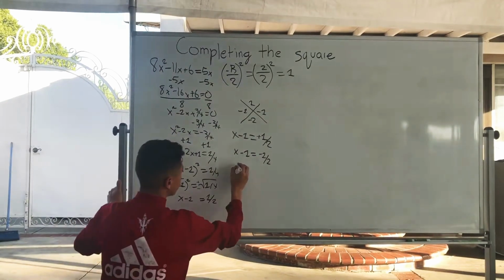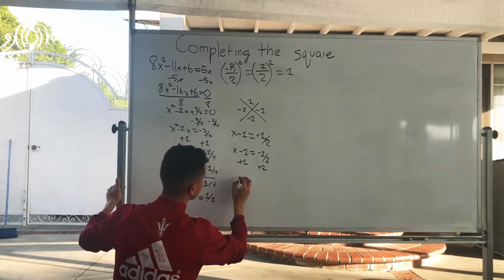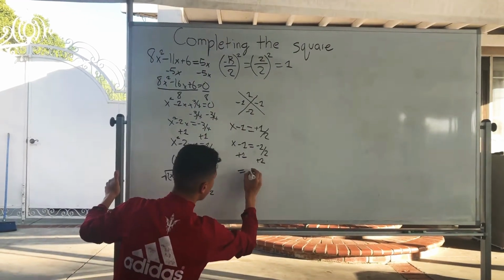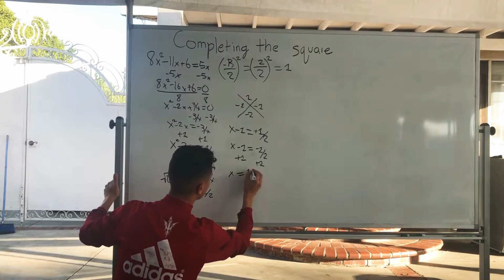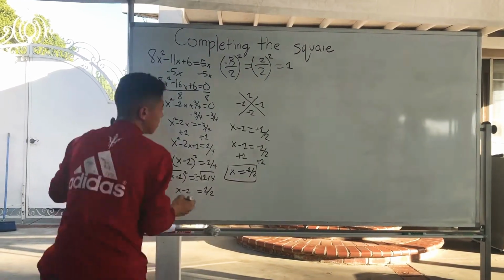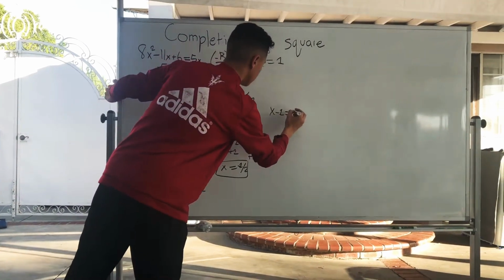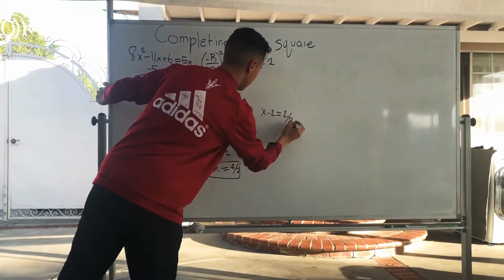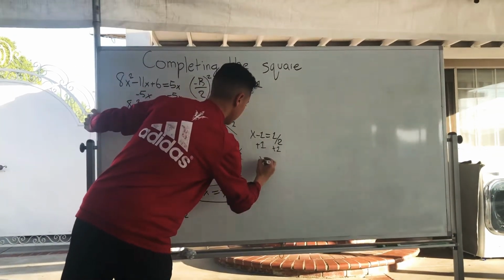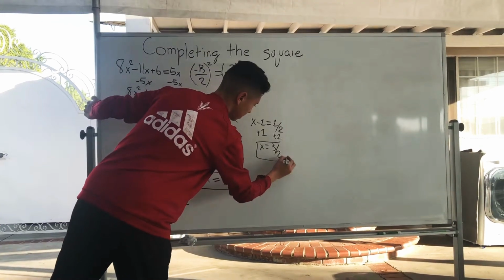So then you're going to add 1, add 1. So that's x equals 1/2. And for the second equation, it would be x minus 1 equals 1/2, plus 1, plus 1. x equals 3/2. And that is the end of it.